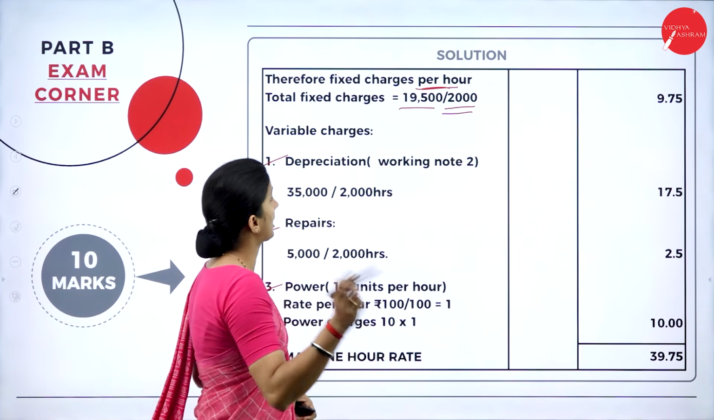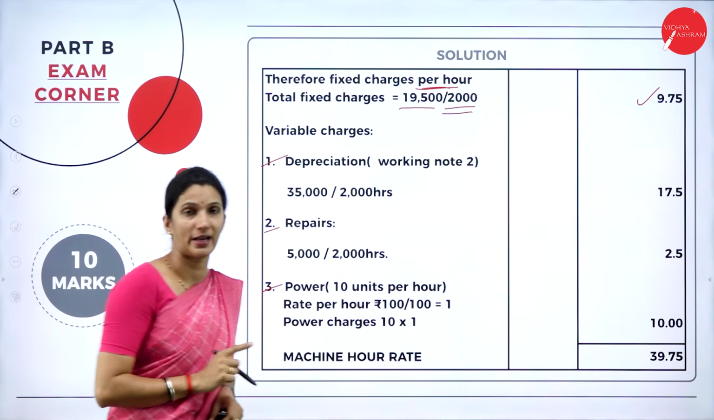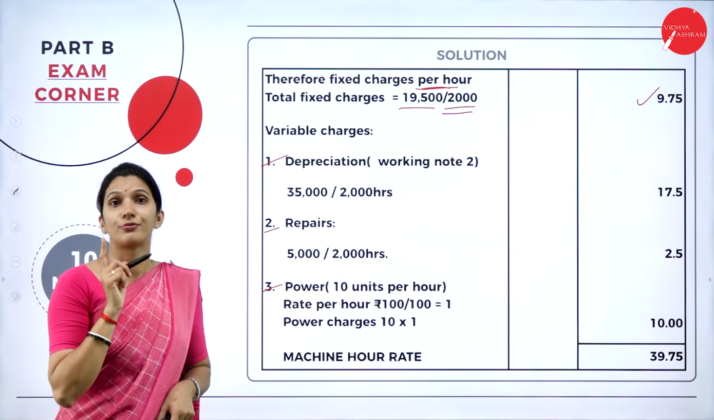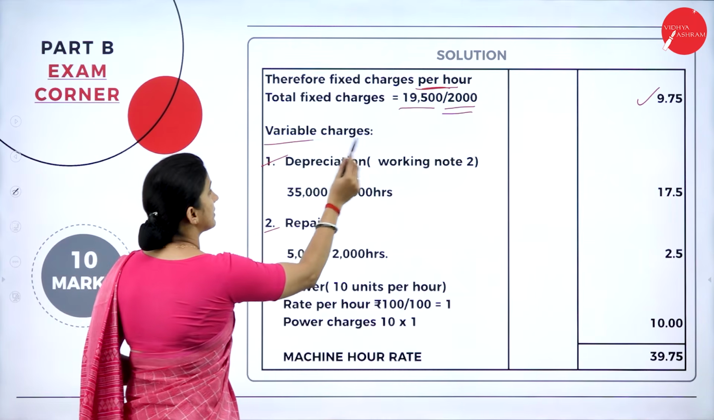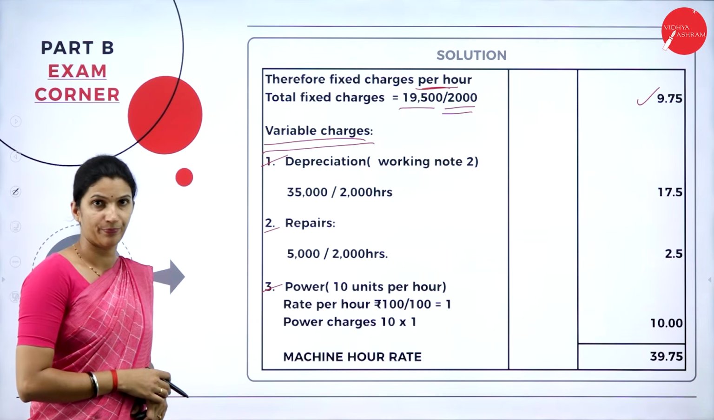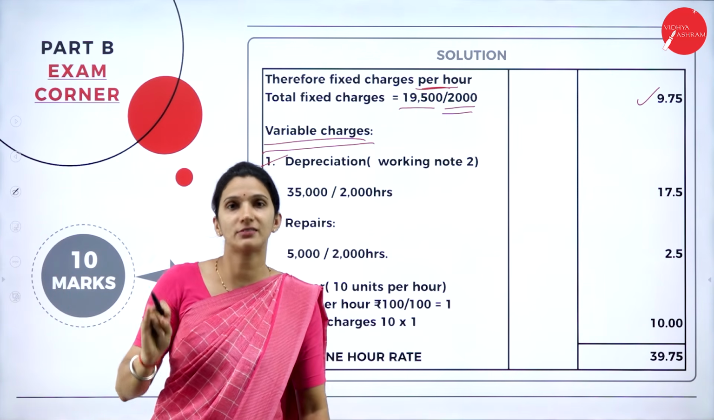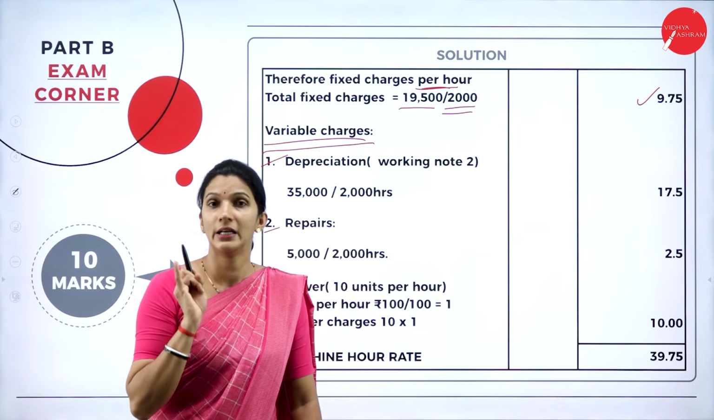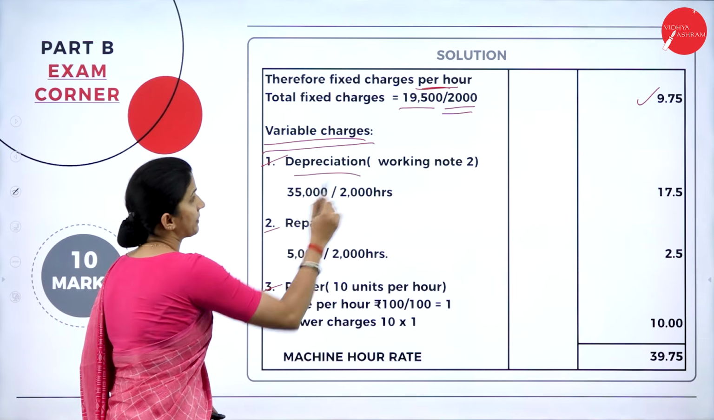So your machine hour rate per hour, it is 9.75. So that is the total fixed charges per hour. Next, we'll take the variable charges. So as I said earlier, your variable charges always you will have only 3. One, it is the depreciation, repairs and the power. So first we'll see the depreciation.